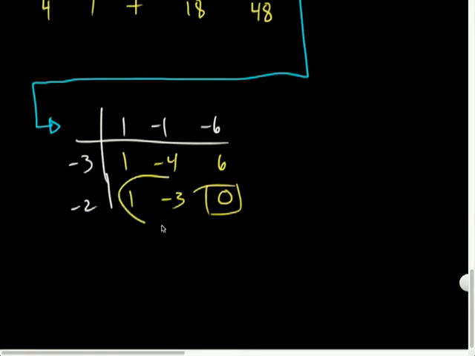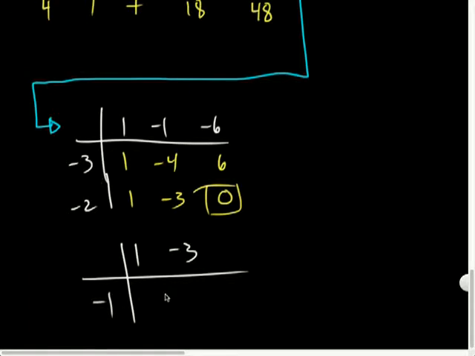And then I would use this depressed polynomial. Right? So I could have done 1, -3, set up my little chart, and I've already tried -3, -2, then I would have tried -1 from here, and so on and so forth. Right? So you could use that as well.